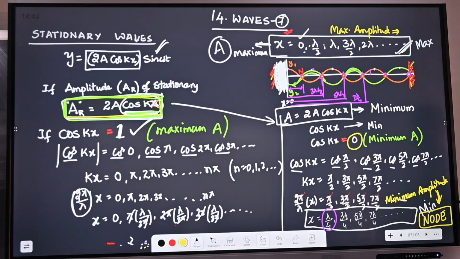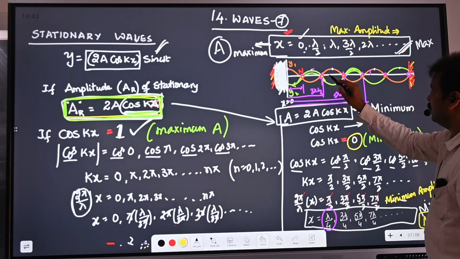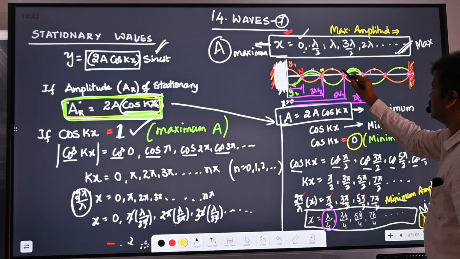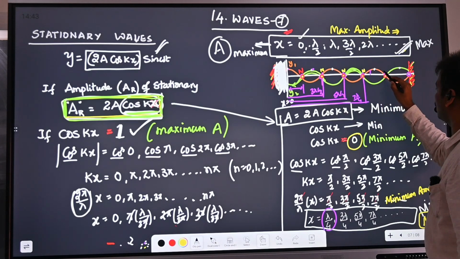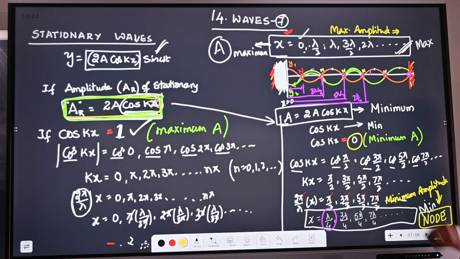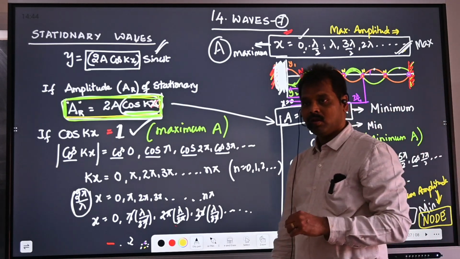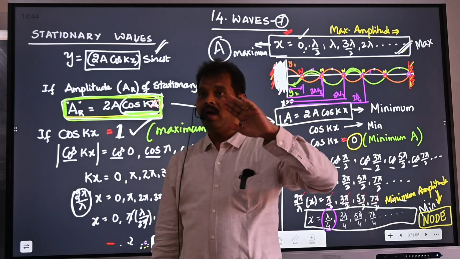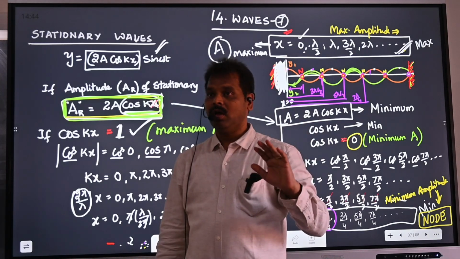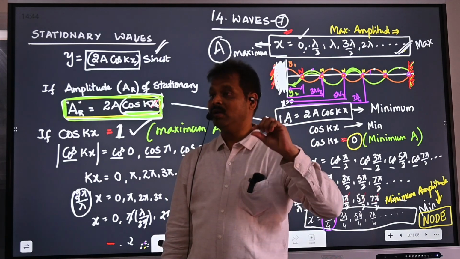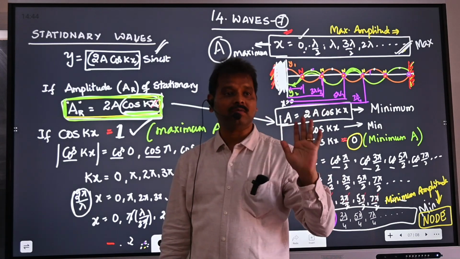N-O-D-E. What is it? Nodes. This is a node, this is another node, this is another node, this is another node. These are called nodes. In a stationary wave, the points where amplitude becomes 0 or displacement becomes 0, where the particles will not oscillate at all.